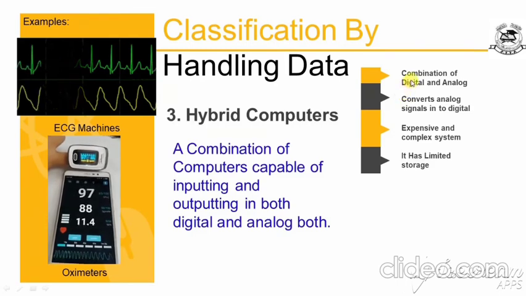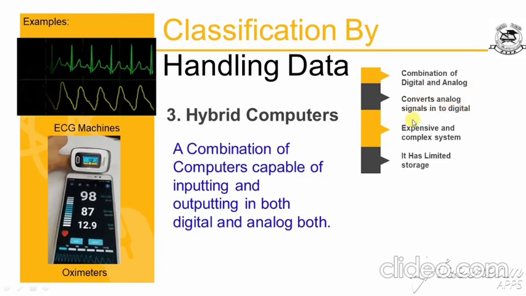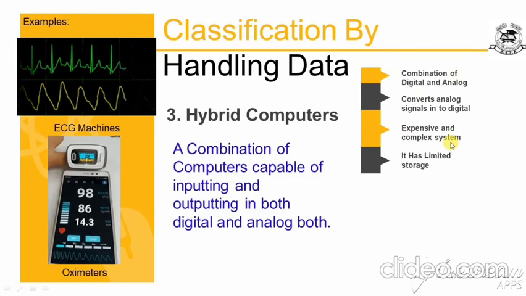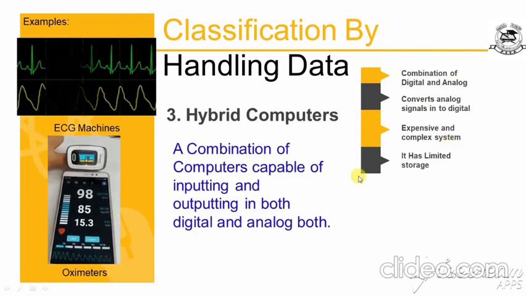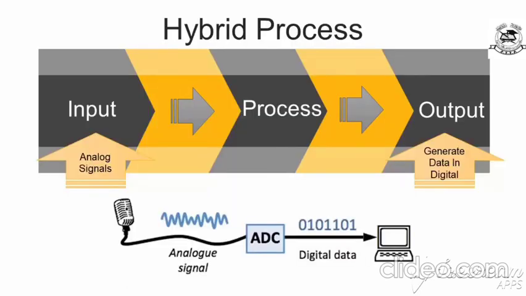The hybrid computer is the combination of digital and analog. They convert analog signal to digital. They are expensive and complex systems. They are commonly used in medical and aviation fields. The process of hybrid procedure is input, analog signal, process, and output generate in digital data. Here in this picture, you can see wave or audio signal in an analog form and converted into digital data.